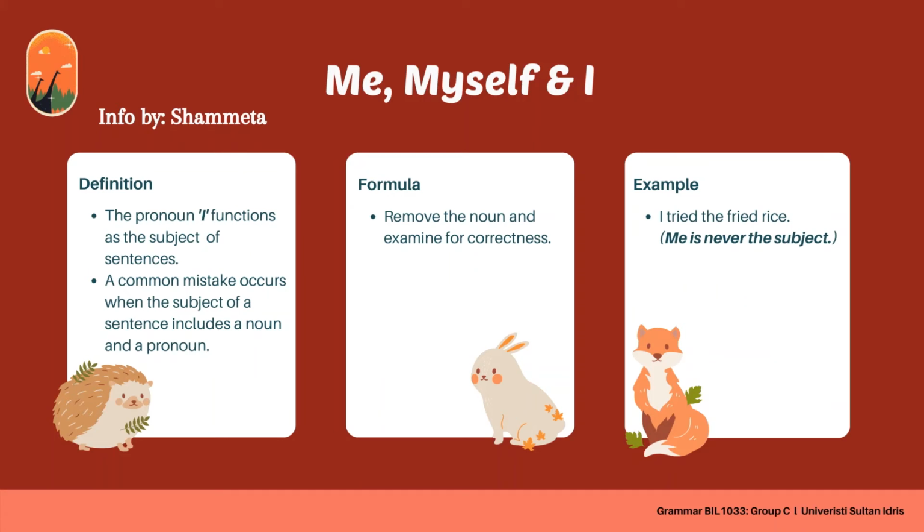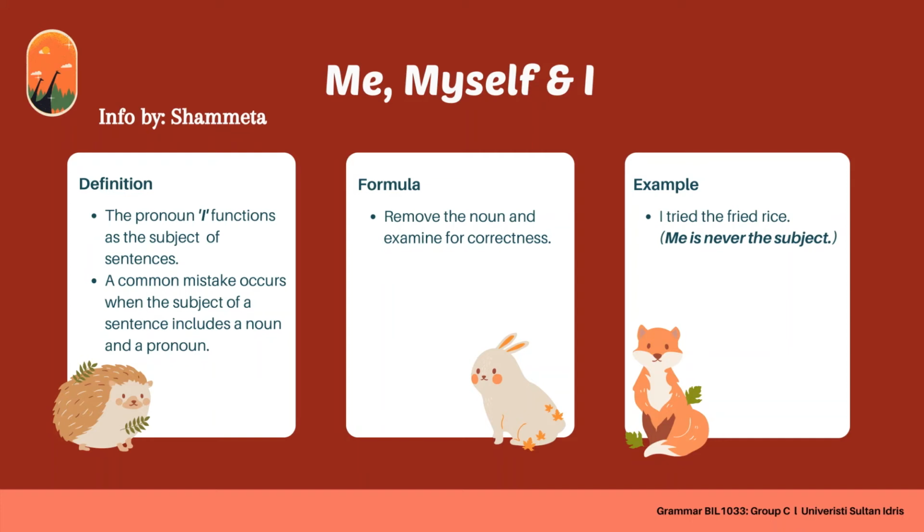Next is me, myself, and I, which are categorized as pronouns. This info is gathered by Shammeta. People normally make mistakes by using pronouns differently from how they are supposed to function. So the first pronoun is I. I functions as the subject of sentences.